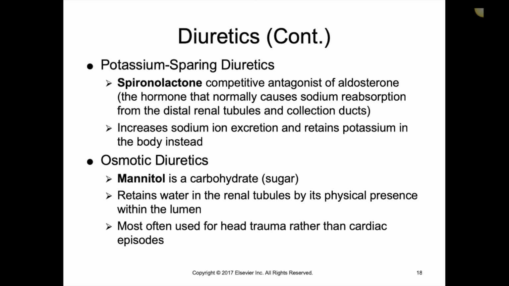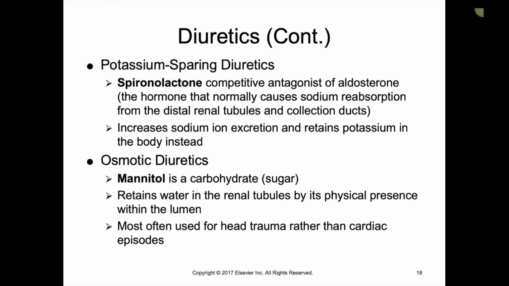Then we have potassium-sparing diuretics. Spironolactone is a competitive antagonist of aldosterone, the hormone that normally causes sodium reabsorption from the distal renal tubules and collection ducts. It increases sodium ion excretion and retains potassium in the body instead. So potassium sparing, it retains potassium.